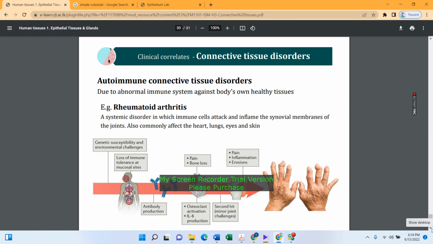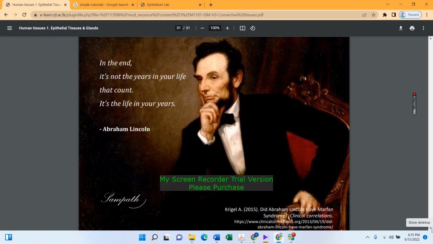So rheumatoid arthritis means that the body's own healthy tissue is attacked by the body's own immune system. It commonly also affects the heart, lungs, eyes and skin. The process involves genetic susceptibility and environmental changes, loss of immune tolerance at mucosal sites, antibody production, pain, bone loss, osteoclast activation, and IL-12 production. A second hit, minor joint challenges, pain, inflammation and erosions are caused by this.